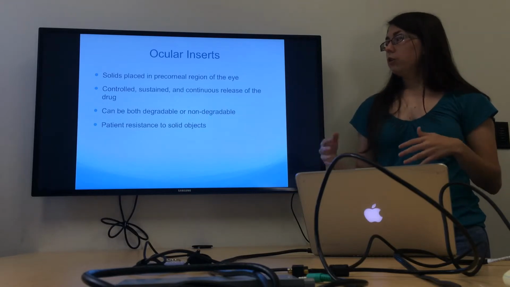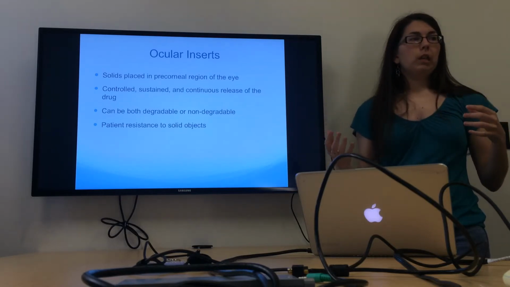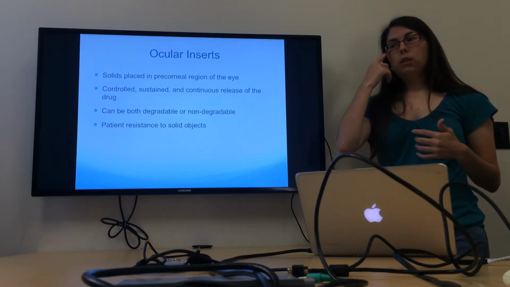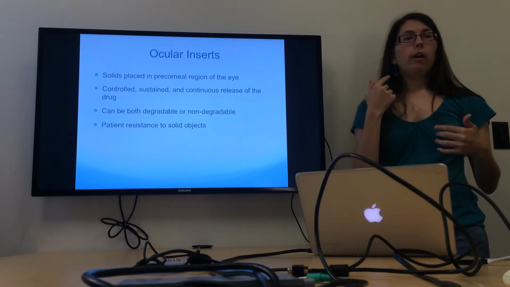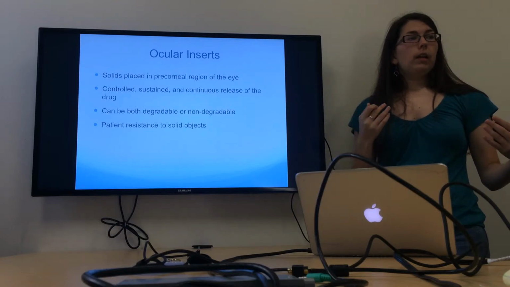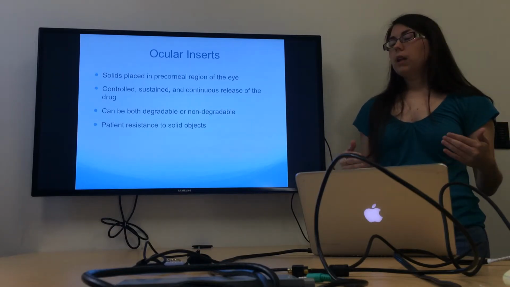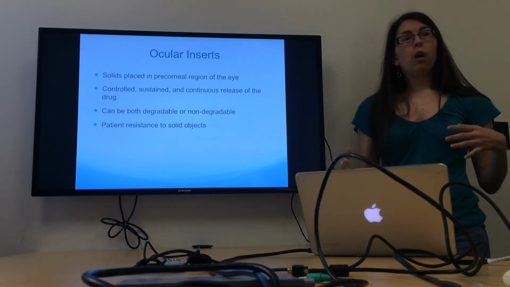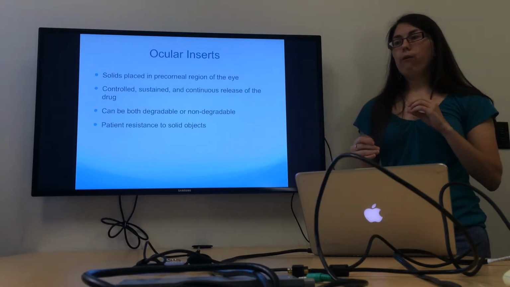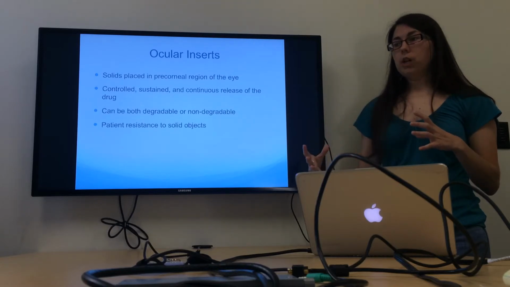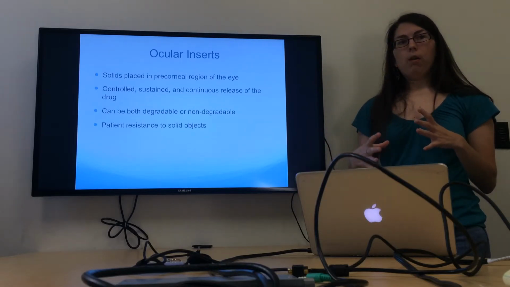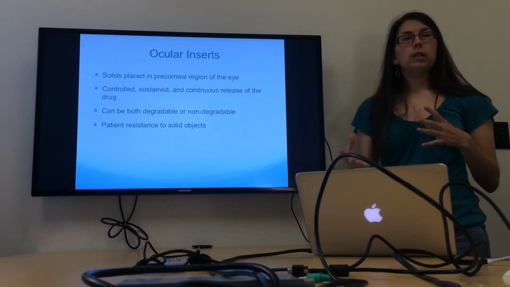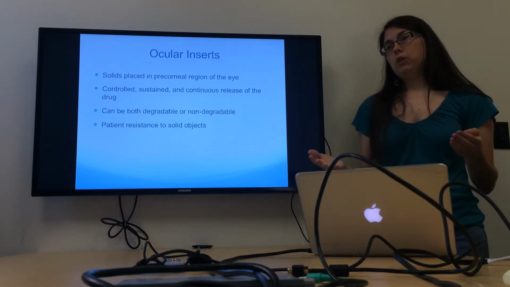So ocular inserts. These are solid objects that are placed in the precorneal region of the eye. That just means a lot of times the doctors will place it in the corner of your eye underneath your eyelid. Depending on the material that it's made of, these can have a controlled, sustained, and continuous release of the drug. So the membranes allow for the drug to be released over a longer period of time and a specific amount at a time. So you only have to put in the insert once, and then you don't have to worry about multiple applications.